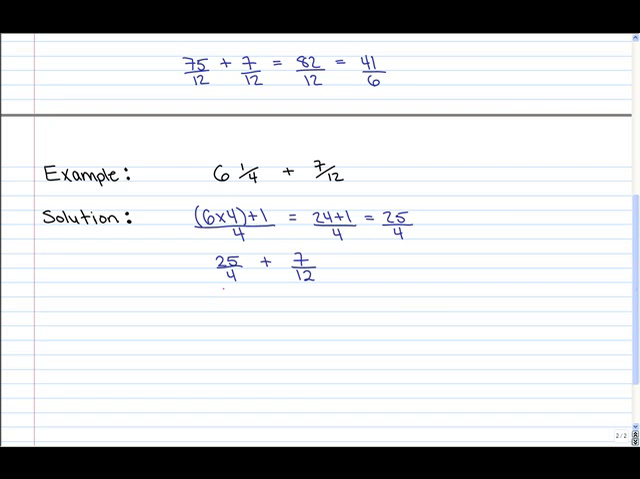So for example, we would have to take 25 over 4 and multiply both parts of that fraction by the denominator of the other fraction, which is 12 over 12. Likewise, we would have to multiply the fraction 7 over 12, both parts of this fraction, by the denominator of the other fraction, which is 4 over 4.